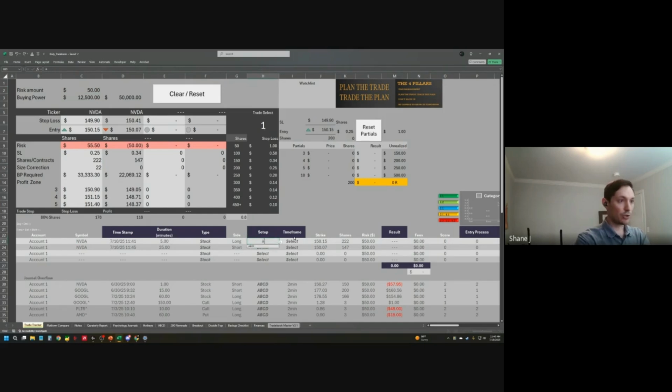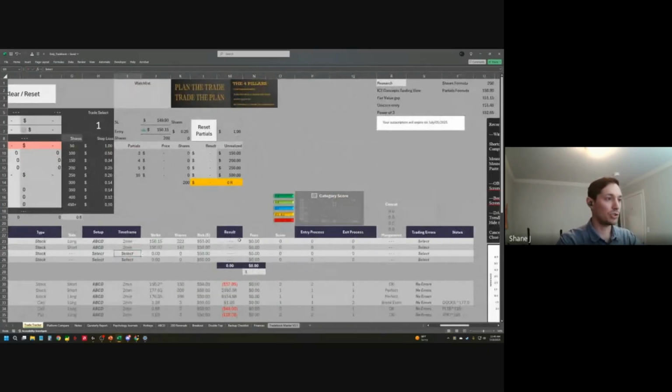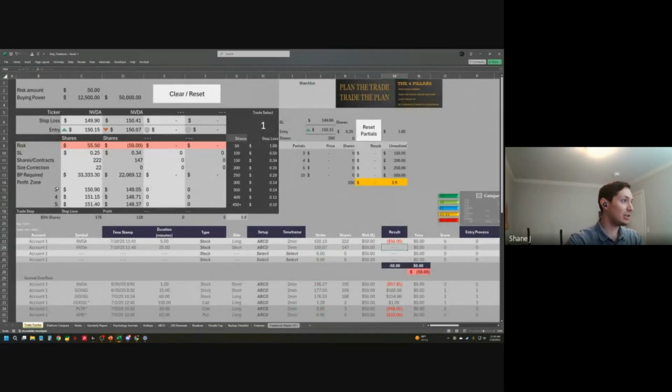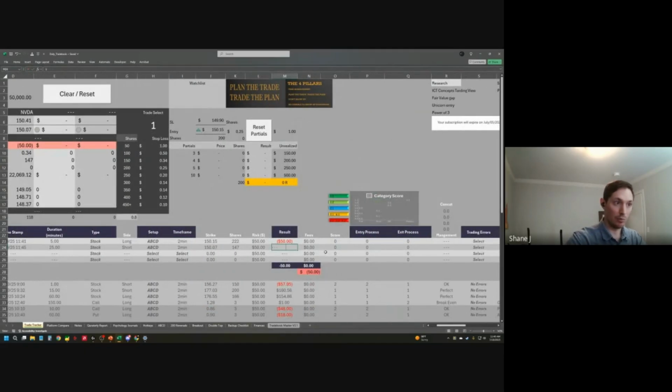So we write in our trade. Oh, and we'll say a 2-minute chart, 2-minute chart. Result we'll call minus 50, and then profit zone is here somewhere. We'll just say we took the minimum and we just did that.